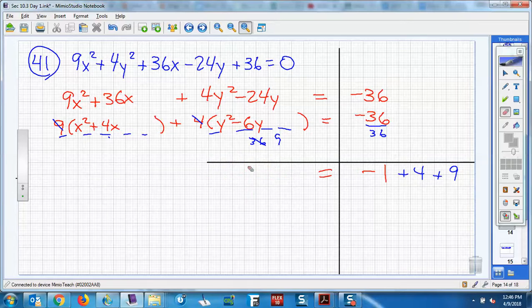Why did I add a 1? Because I added a 4 over 4, and I added a 9 over 9, which is another 1. So that's fine, you could do that. But that's no different than if we would have just not divided this at all. So, okay, let me come back to this. What goes in here? A plus 4, right?